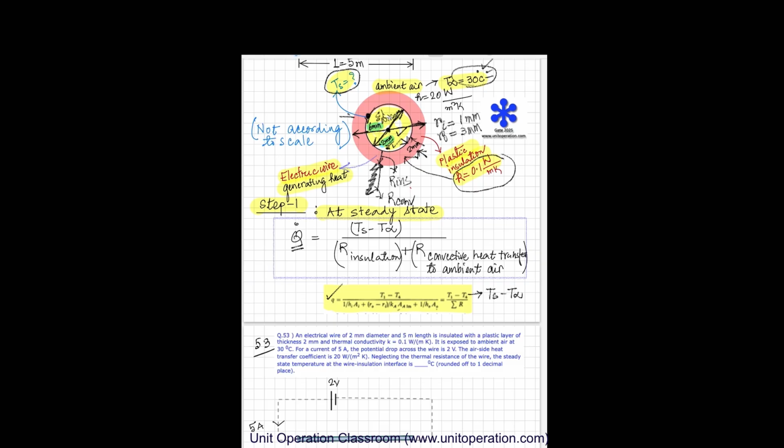And this is the resistance inside the wire, which is said can be neglected. So this is equal to 0. This is the conductive heat transfer resistance in the insulation. So this is R insulation, and this is the resistance due to convective heat transfer. Let's call it R convective.